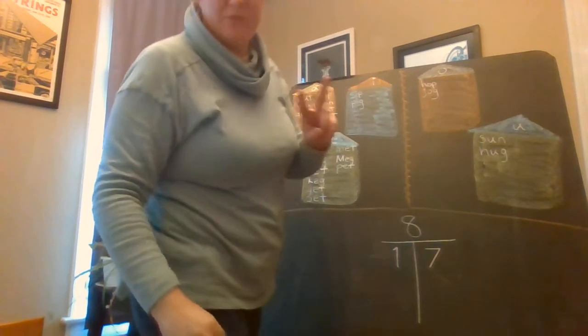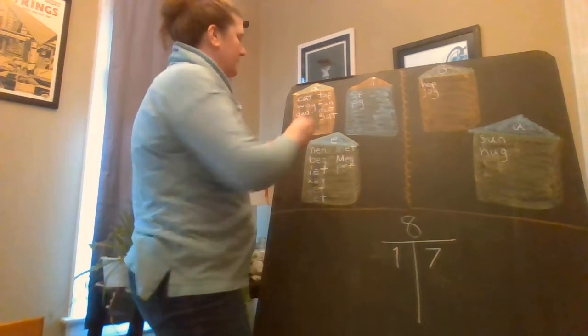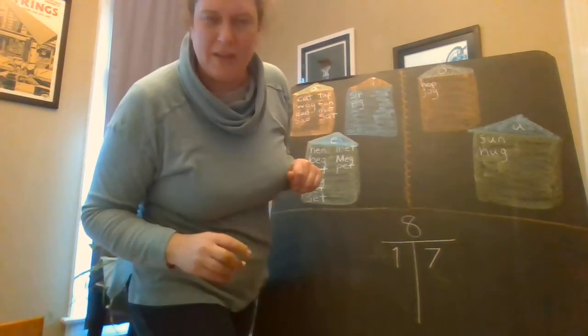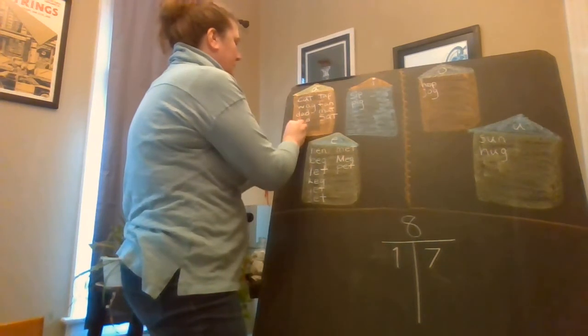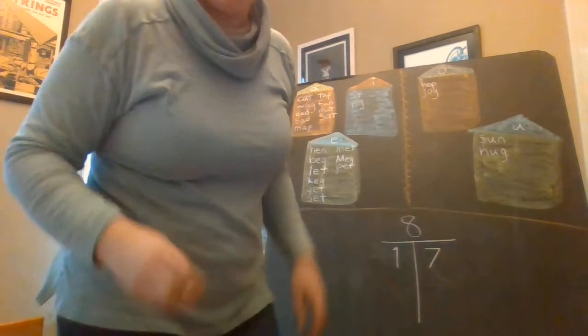And we have 2 more for the A family. Sad, S-A-D. And our last word for the day is map. Which is M-A-P. So those are our words for the A house.